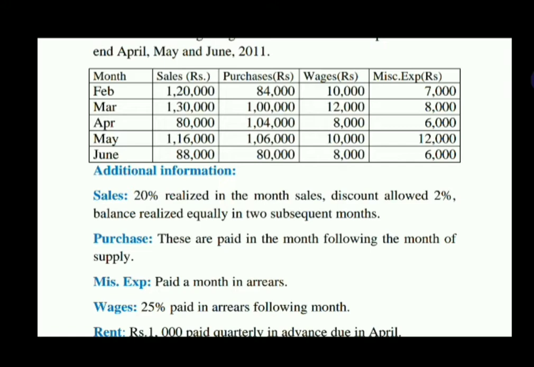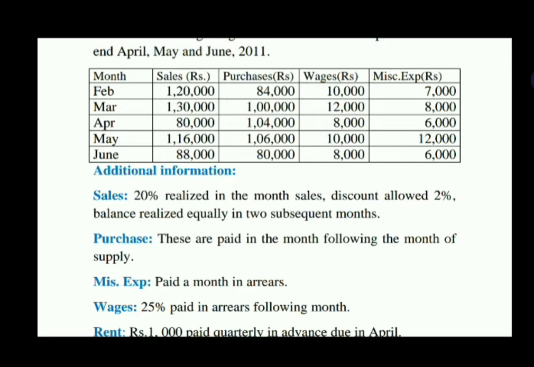The sales can be cash sales and credit sales. Cash sales means we get immediate cash. In case of credit sales, the amount will be collected in the future, in the subsequent months. According to the problem, 20% of sales are cash sales, and for the cash sales we are allowing a discount of 2%. Discount allowed 2%.